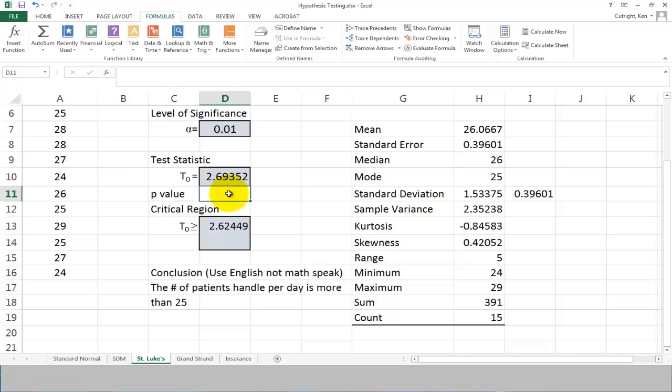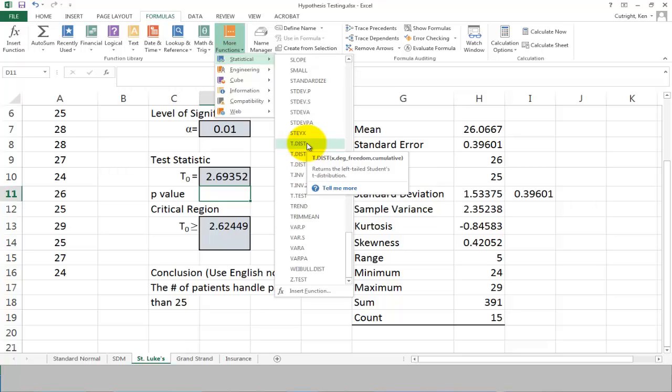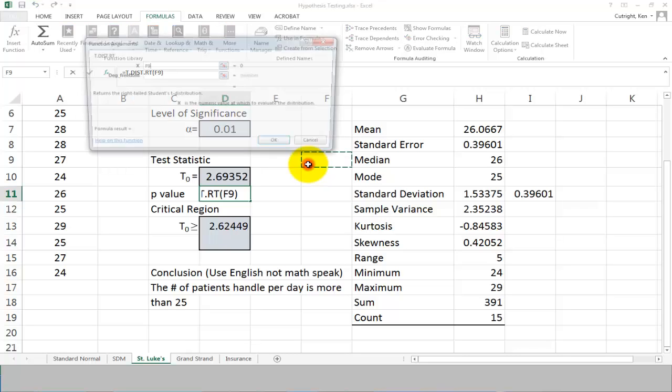So to do that, since you know the t-value and you want the probability, you use the distribution function. So I'm going to go up here to Formulas, More Functions, Statistical, and I'm going to use the distribution function. And in this particular case, we do have a right tail. Now, notice up here you just have a t distribution. That gives you the left tail. You have a t distribution two tail, and you have a t distribution right tail. I'm going to select the t distribution right tail.